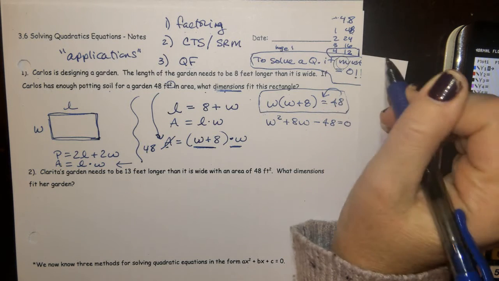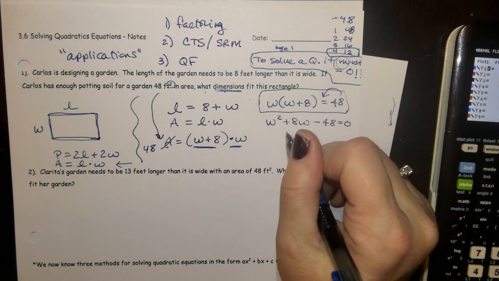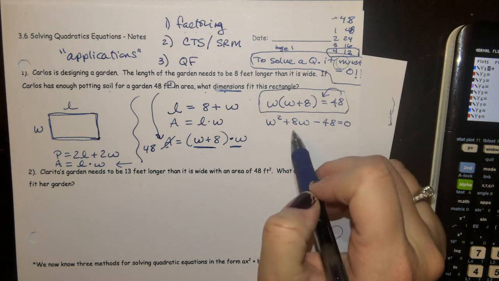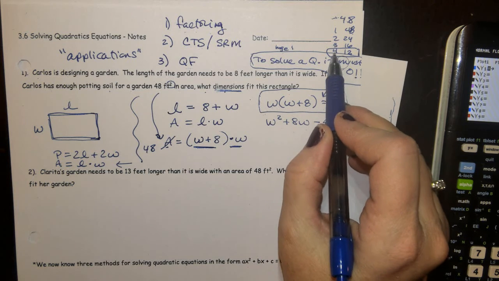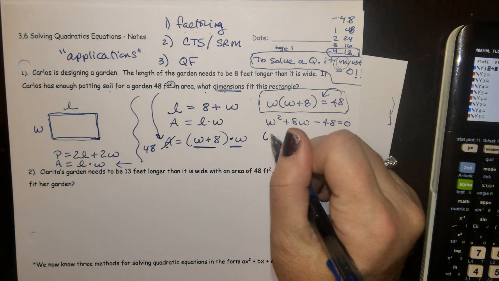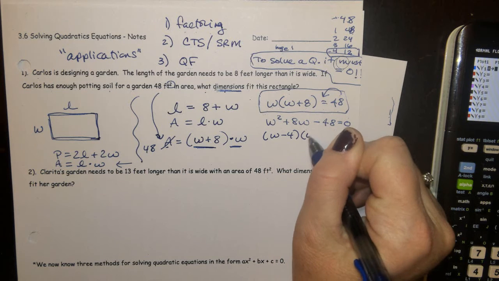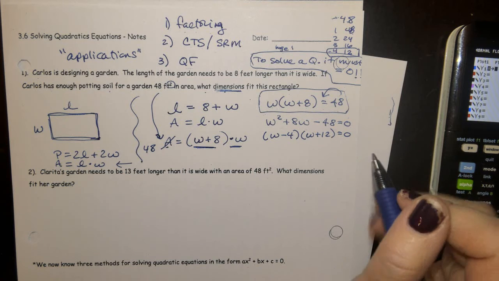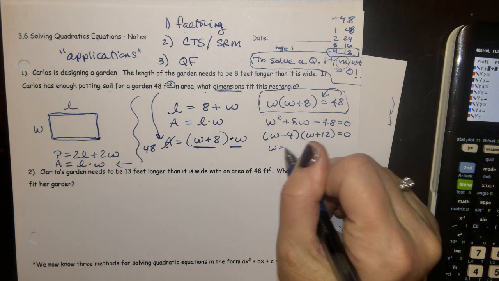So once you come across your winner, then you can use it. 12 minus 4 is positive 8. 12 times negative 4 is negative 48. So here come my factors: W minus 4, W plus 12 equals 0. Set each one equal to 0.